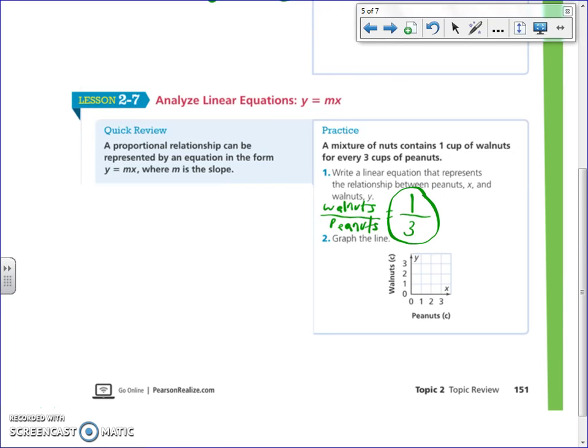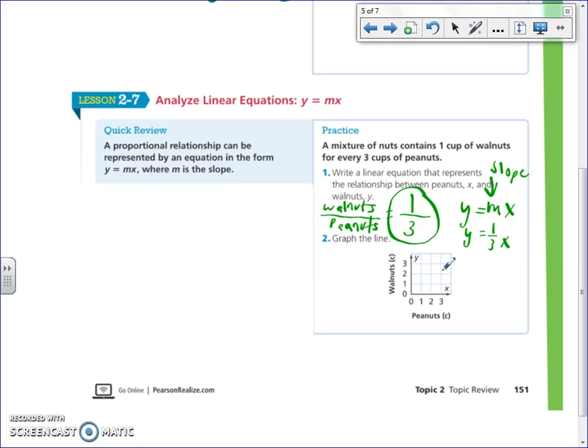To write it as an equation, I'm going to take that and plug it in for my variable m in my equation y equals mx. This is the proportional relationship equation. So your m stands for your slope. Once you find your slope, you're going to go ahead and plug that in for m. So my equation would be y equals 1/3 x.